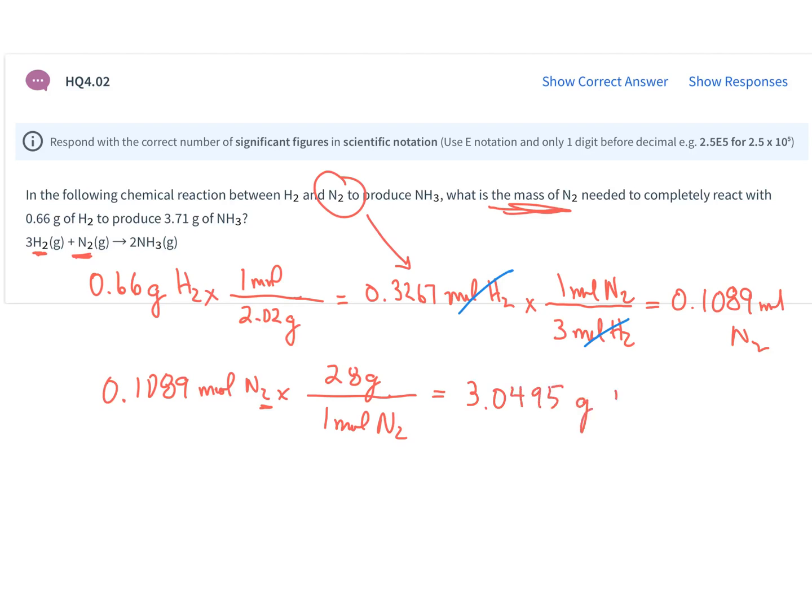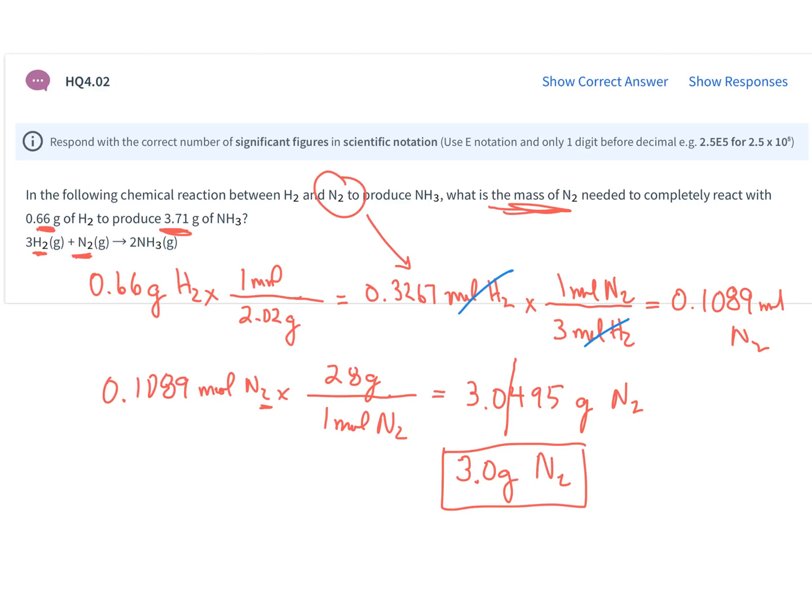3.0495 grams of nitrogen. For significant figures, I have 2 significant figures here. I have 3 significant figures here, so I should report to 2 significant figures. So I would take a look, and I would see that for this question, right, 2 significant figures, I would cut off everything after the 0. I'm cutting off a 4. 4 is less than 5. So I'd have approximately 3 grams of nitrogen I would need in this reaction to react completely with 0.66 grams of hydrogen.